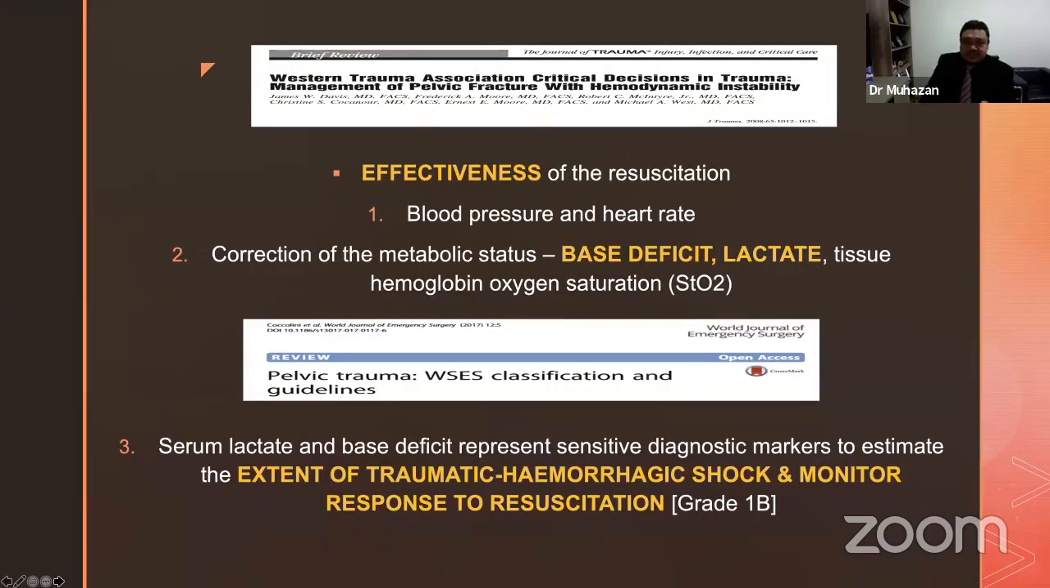Now, during resuscitation, there are two things that you should be considerate about. Of course, you always look at the blood pressure and heart rate to assess stability. However, you can also use your base deficit, your blood gas, your lactate, your metabolic acidosis as a trend. Observe it as a trend, because by this trend you can see the extent of the hemorrhagic shock, and you're able to monitor the patient's response to resuscitation.